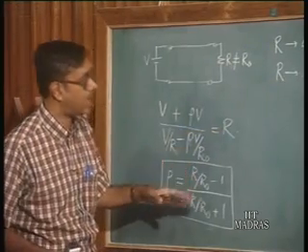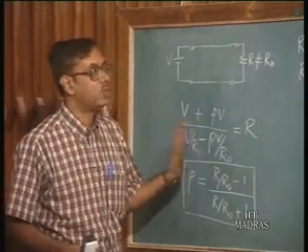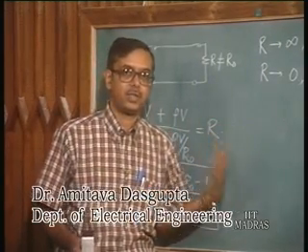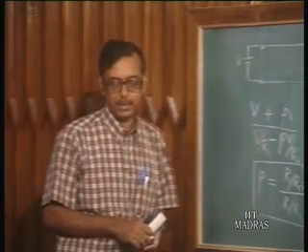So knowing the values of R and R naught, we can calculate rho, the reflection coefficient, and from that we can analyze the effect of the transmission line on the signal. That is what we shall take up next.